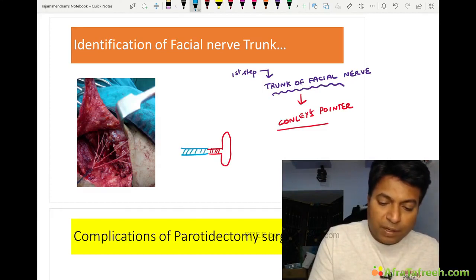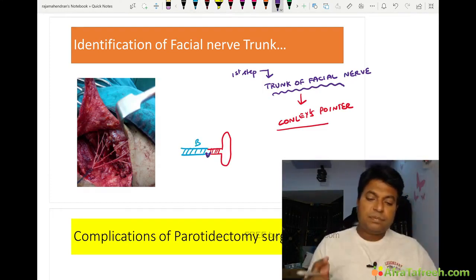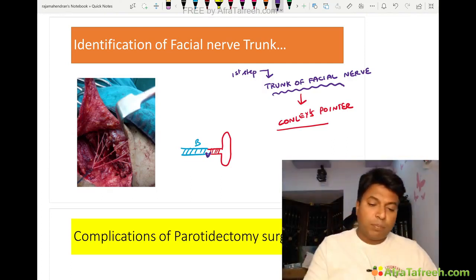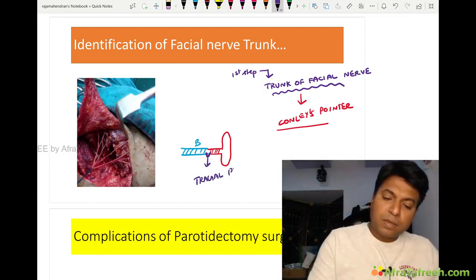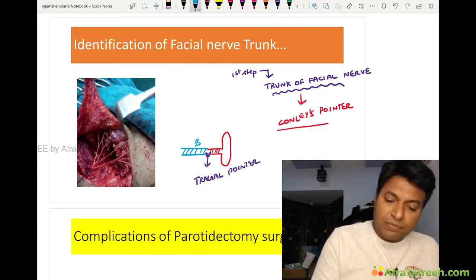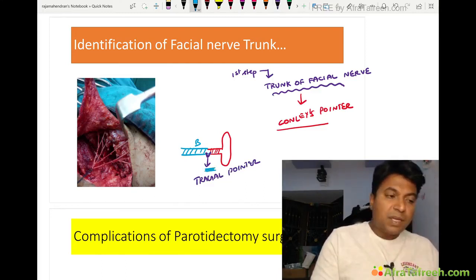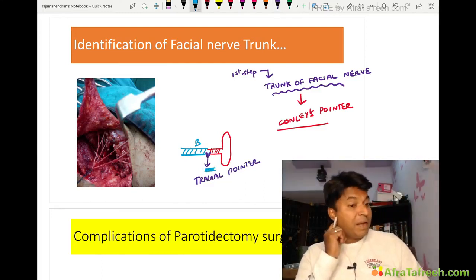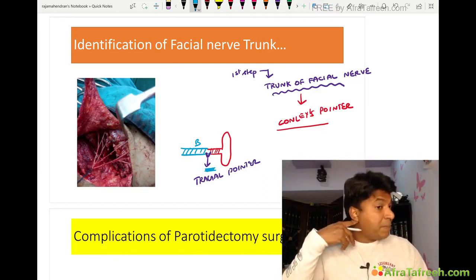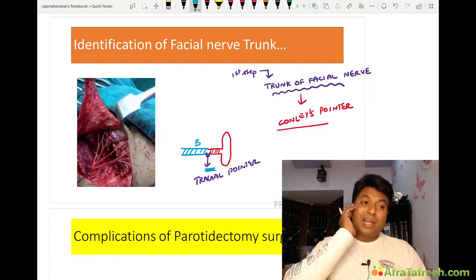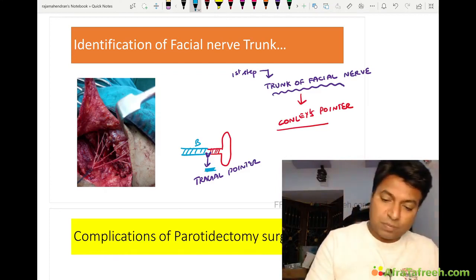This is the bony part. At this point, the junction of cartilaginous and bony part, there is a pointer known as tragal pointer or Conley's pointer. So the facial nerve trunk will be seen inferior to this pointer. If you palpate deeply, you can experience the pain of the facial nerve. You can press the facial nerve and you'll have pain. That is Conley's pointer.